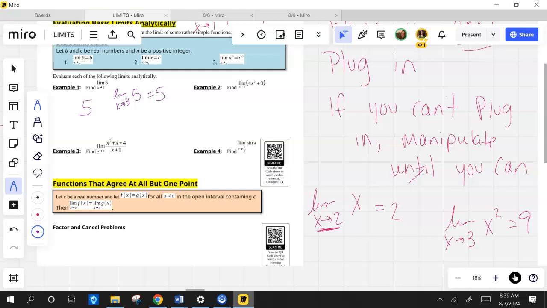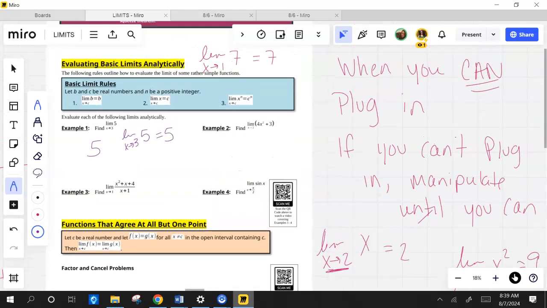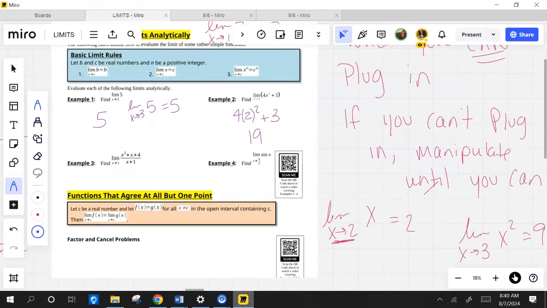All right, do number 2. The limit as x approaches 2 of 4x squared plus 3. So remember what I said, plug it in when you can. What happens if I plug it in? 4 times 2 squared, 16 plus 3. Light work.